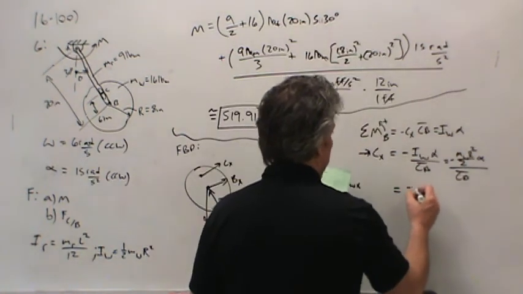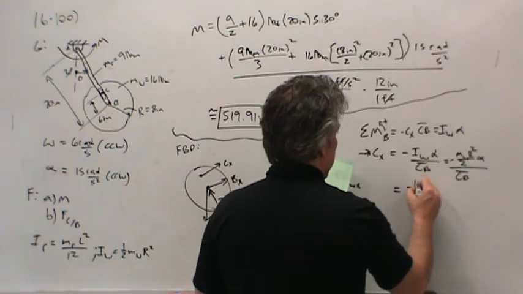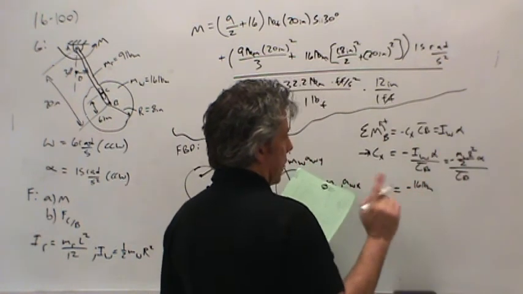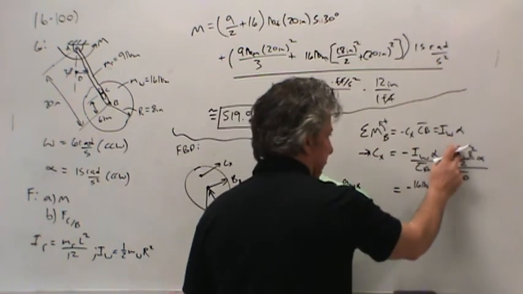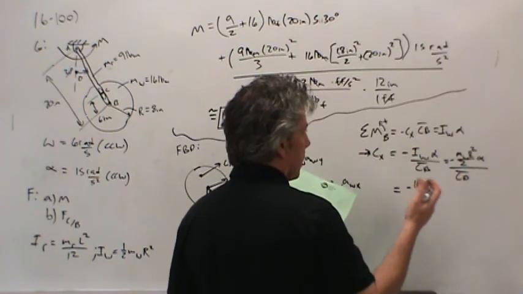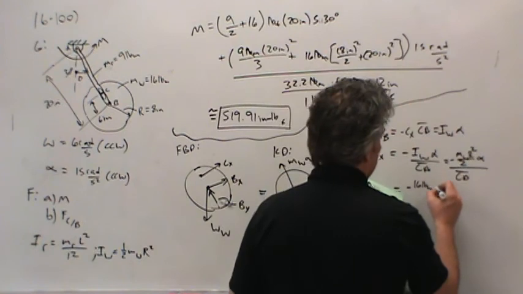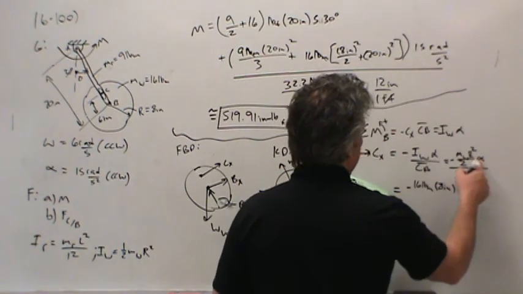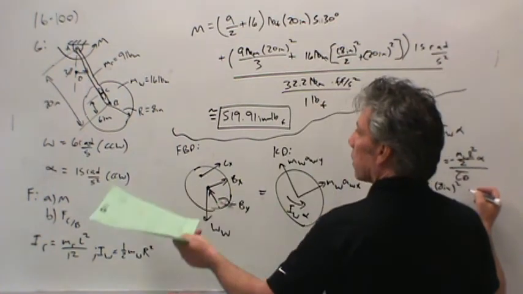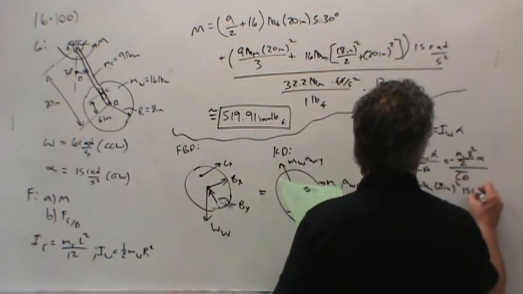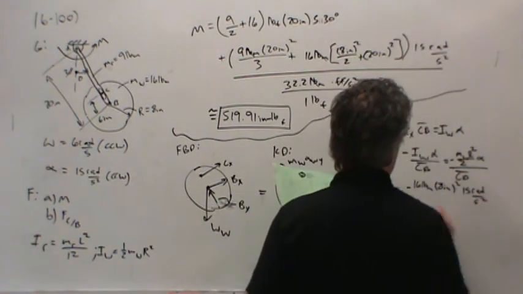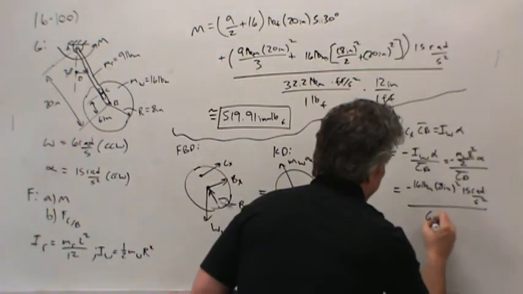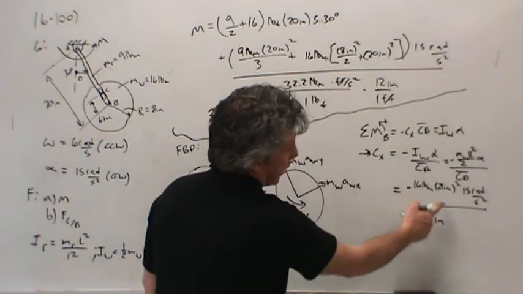So that'd be negative mass of wheel, 16 pound mass. Okay? Notice I can't put force in here. I know we want to get force out, but I cannot put force in there. The equation calls for mass. So 16 pound mass times the radius of the wheel, 8 inches, quantity squared. Alpha is 15 radians per second squared, divided by CB, the distance between the two, 6 inches. Now one of these inches will cancel with one of these.